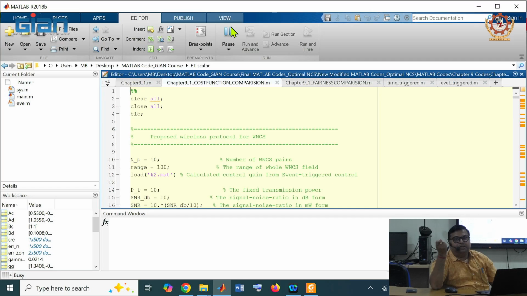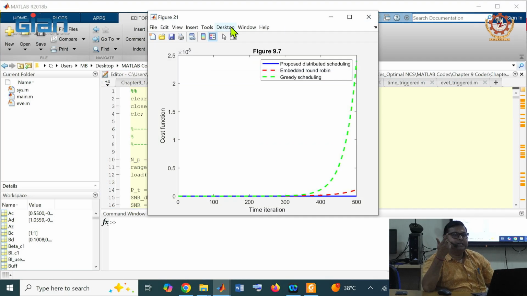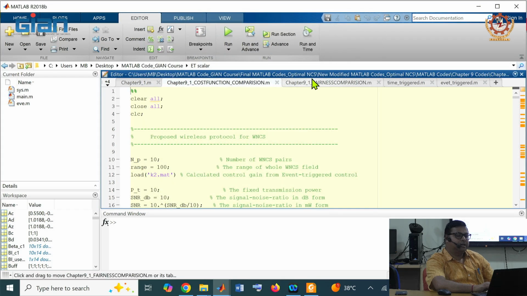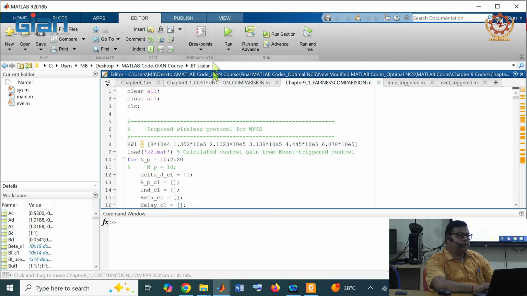This is the comparison for three algorithms: the proposed distributed scheduling, then embedded round robin, and greedy scheduling. These are the three algorithms, and you can do the fairness comparison also.